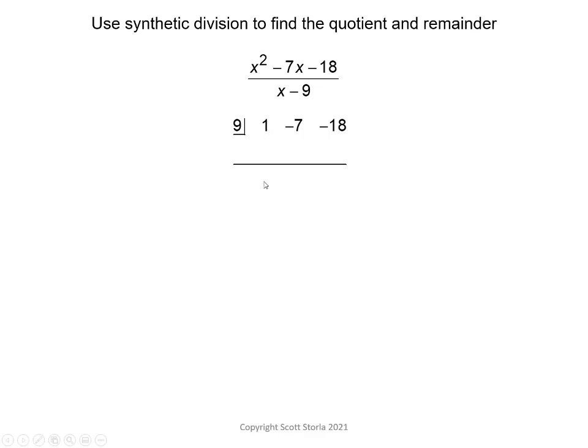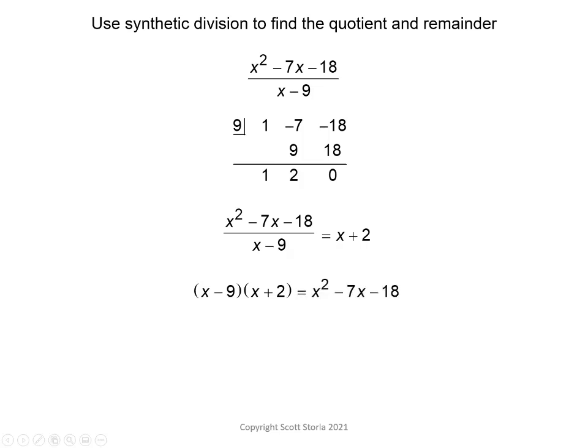Drop the first coefficient below the line. Then multiply, write the product here, and add to get 2. Multiply, write the product here, and then add to get 0. And that means if we divide the trinomial by the binomial, we'll get a quotient of 1x plus 2 with a remainder of 0. And please make sure for a few of these that you go through and check your work.